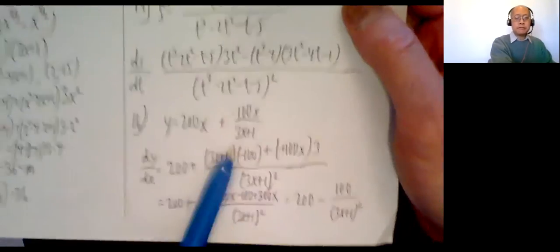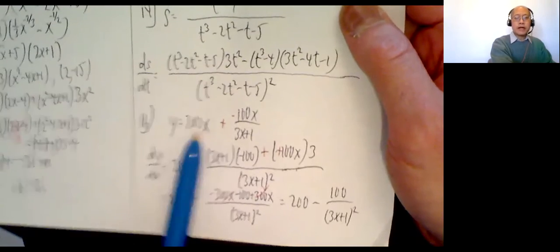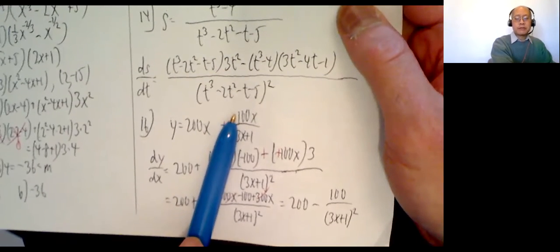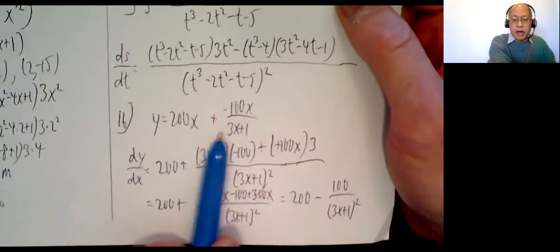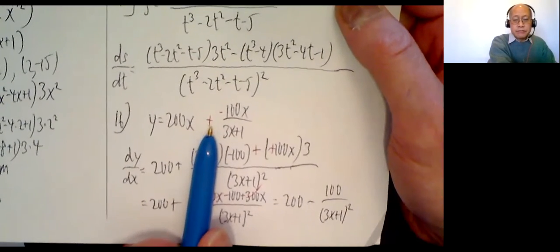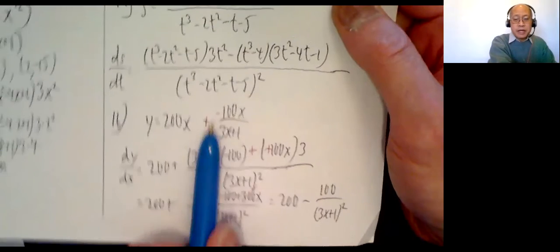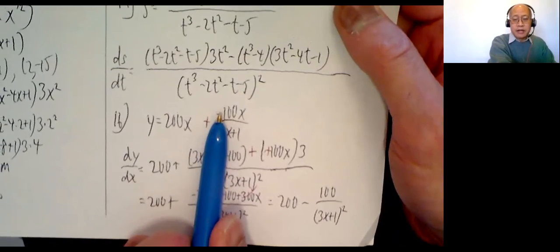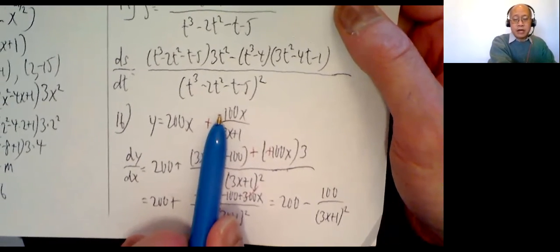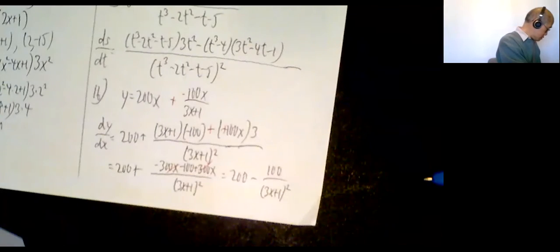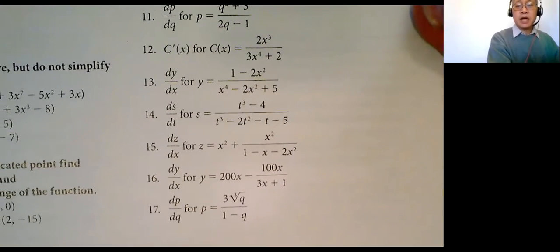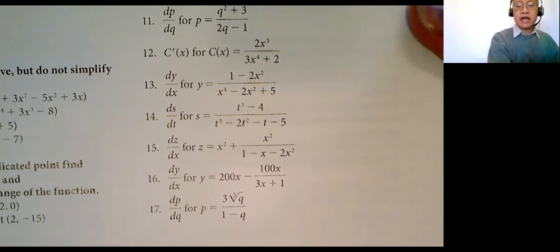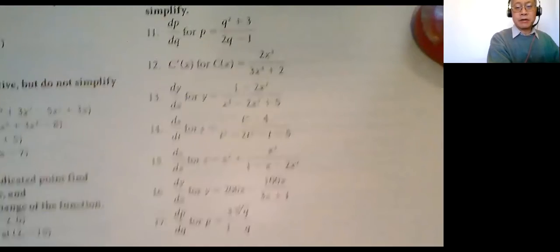Okay, 16. The problem said 200x minus 100x over 3x plus 1. I think it's easier if you change this to a plus. So see how I have it in red a little bit? It's supposed to be a minus. I'm going to make that a plus and make this a negative. I think it's easier to explain it in that fashion and keep you from getting mixed up from the signs. If you look at 16, see how it goes minus 100x? I made it a plus and put the negative with the 100x. That's the same thing, right?